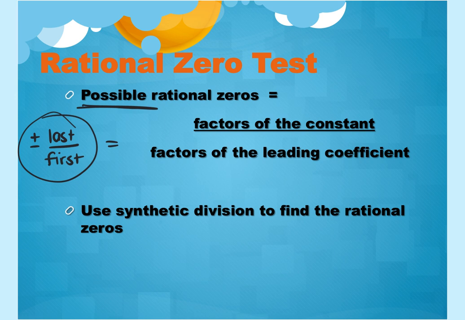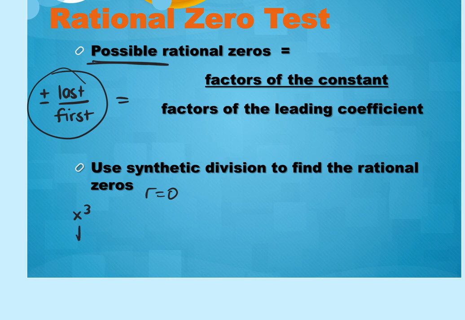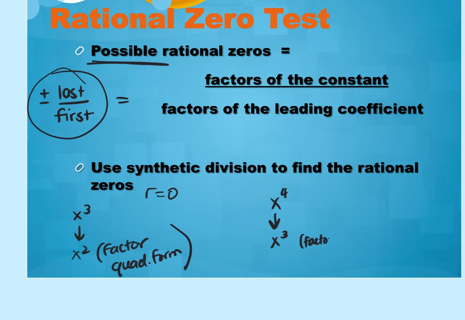From there, you're going to use synthetic division to find one of the rational zeros that works, and you will know it because the remainder will be 0. If you started with an x to the third and then you use synthetic, it will reduce it to x squared. And on those, you can either factor or use the quadratic formula. If you started with x to the fourth and find one that works, you reduce it to x to the third. Maybe you get lucky and you could factor by grouping from here.